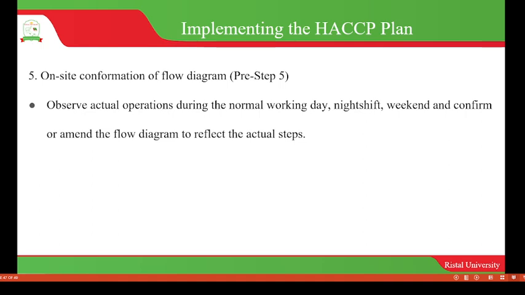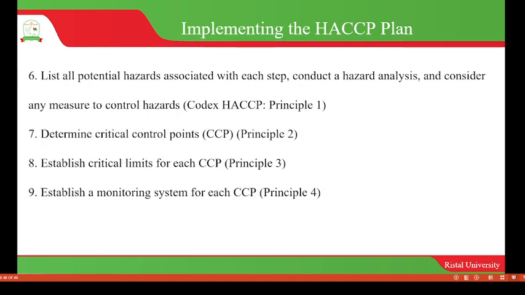Then after going through these preparatory steps, let's say from step number 1 up to step number 5, you move to the first universal step, that is being developed by the Codex, and it is following the principles. Here is the first principle of hazard analysis and critical control point, and now it is the sixth step in implementing the hazard analysis and critical control point plan. This sixth step entails that you list all the potential hazards associated with each step, then conduct a hazard analysis and consider any measure to control the hazards.